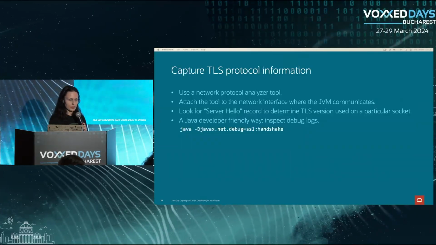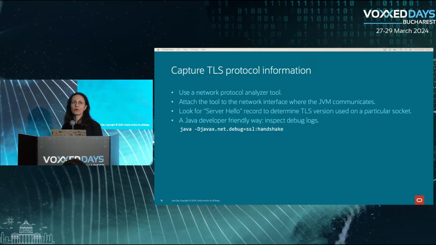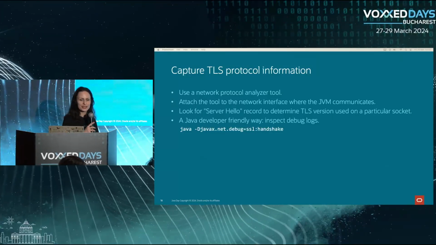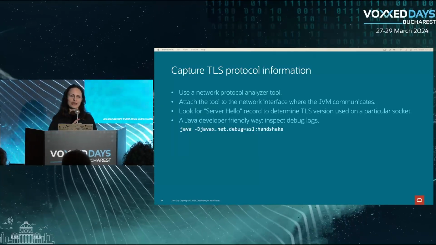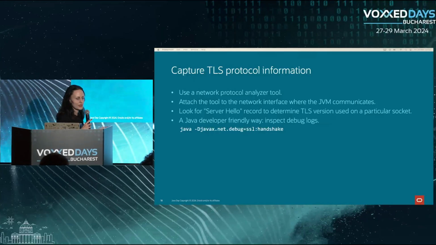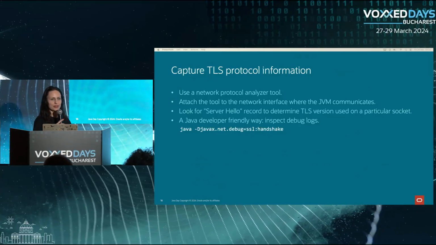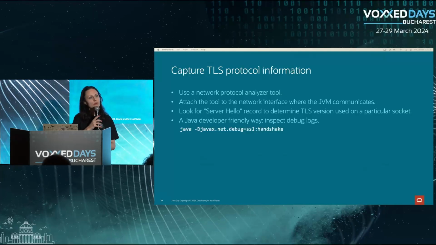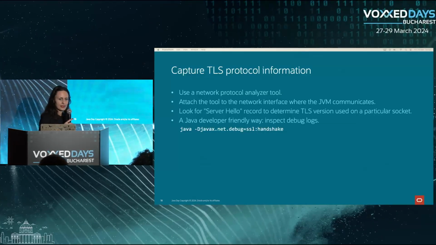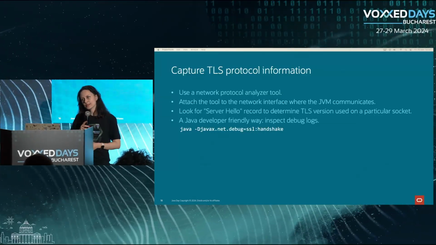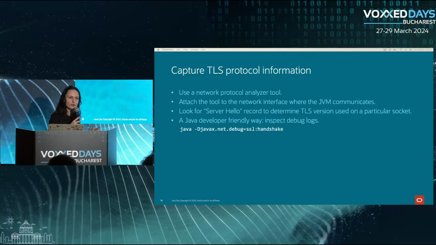So to capture TLS protocol information, there are a few ways to do that. Back in the day, I used to have a tool called Wireshark that I was attaching to the network interface to see the packages and what's going on there, and I was analyzing those. You can still use it, I think. It is a network protocol analyzer tool that you can attach to your network interface where your JVM is communicating. Then if you want to determine, for example, which TLS version your application is using, search for the server hello record, and you're going to get the details. But this means an extra tool, knowing the network interface, and introducing new things within your application.